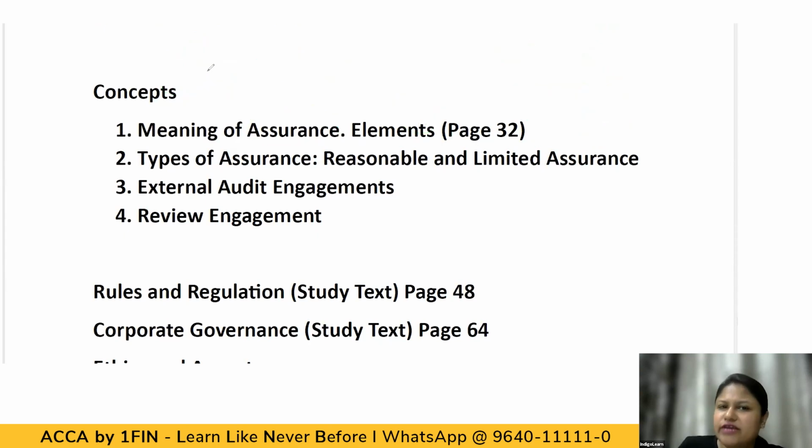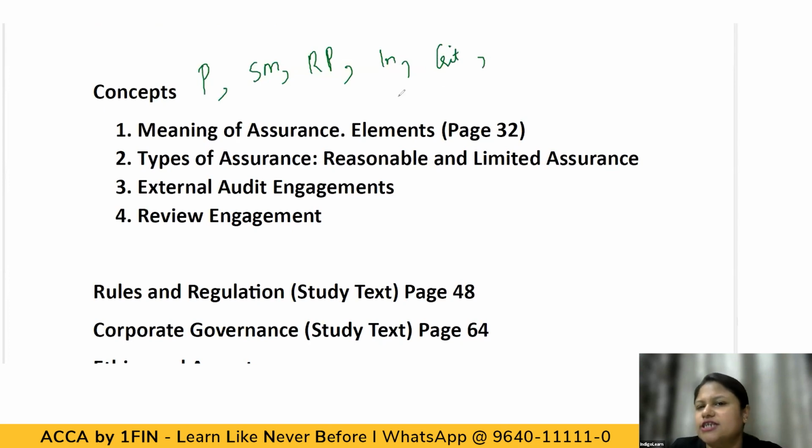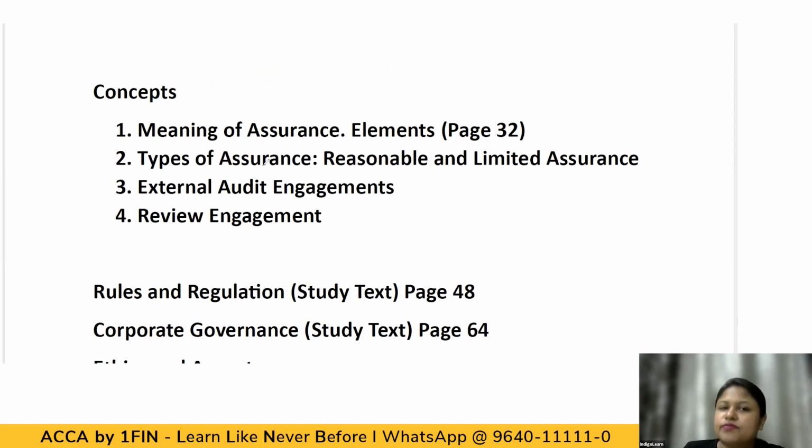Okay, so there are 5 elements. It talks about the practitioner, the subject matter, the responsible party, the intended users, and the criteria. Finally, the auditor has to obtain sufficient appropriate audit evidences, and whatever opinion he draws, he gives in the form of a written report. Okay, so that is the basic understanding. Then you have the types of assurance. One is reasonable assurance, the other is limited assurance.